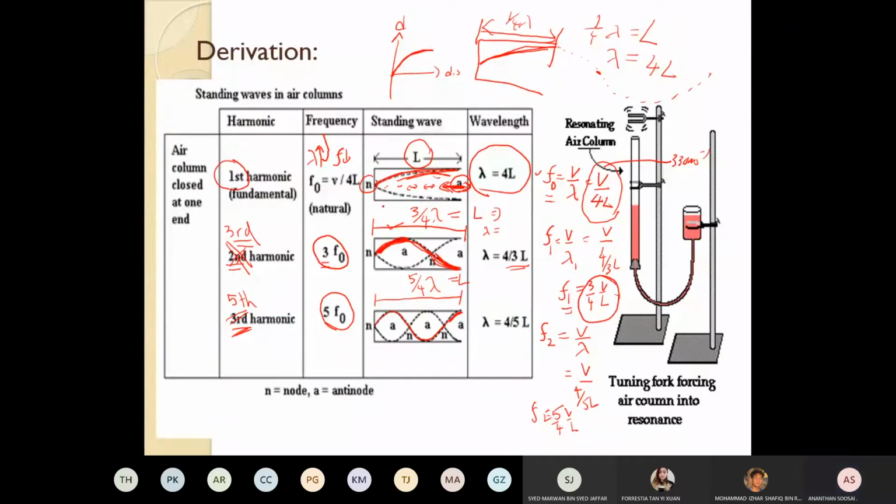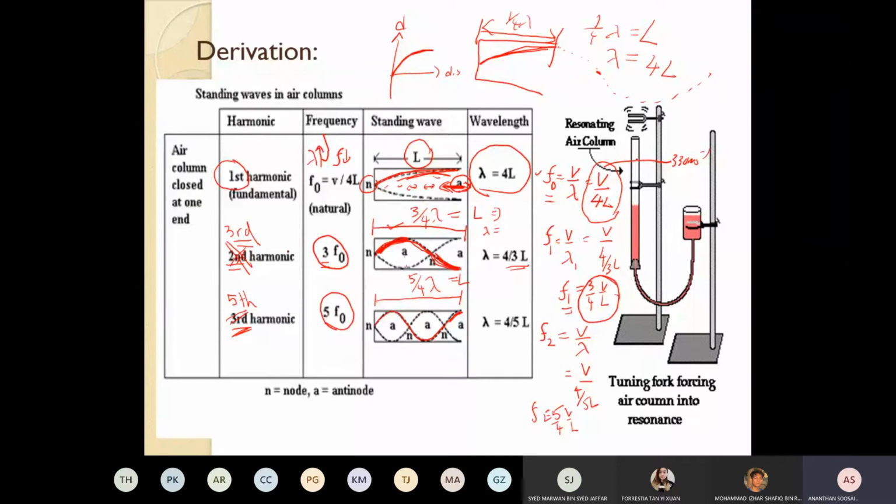In the exam, they'll ask you to link lambda to L. In the exam, they'll ask you to draw these 3 patterns. Remember these 3 patterns were formed by changing the frequency. The pitch has been changed. In the lab, this can be done by using this setup. This is the setup we use.